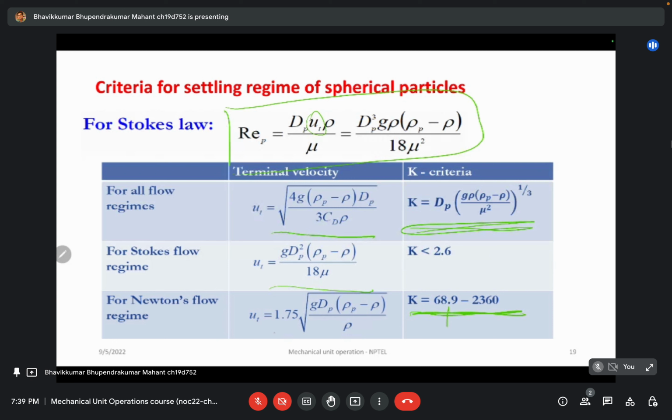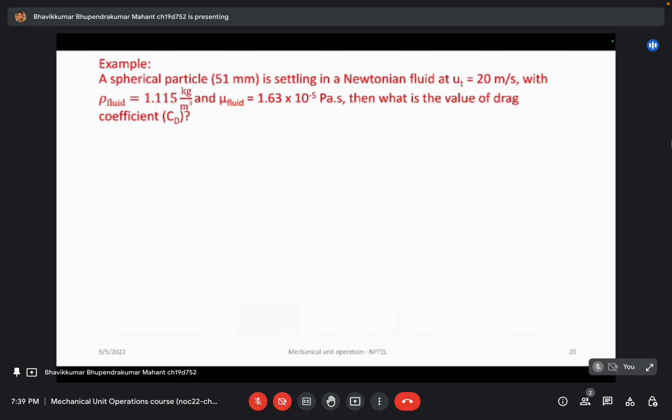Lower limit is 68.9. There may be some question on the basis of this also. These are my highest value 2360. So you can get your assignment problem solutions like this. So in between 2.6 to 68.9, it is in the transition region. Then you have to consider a different value.